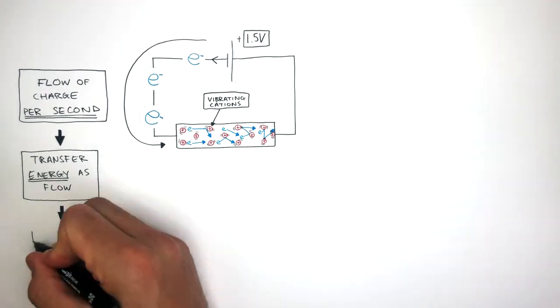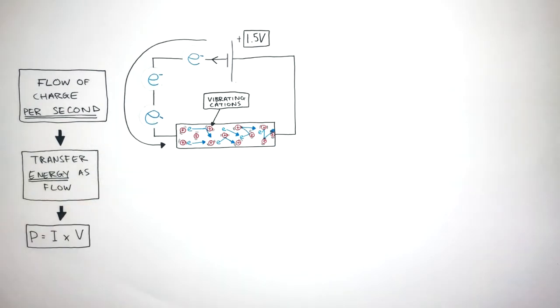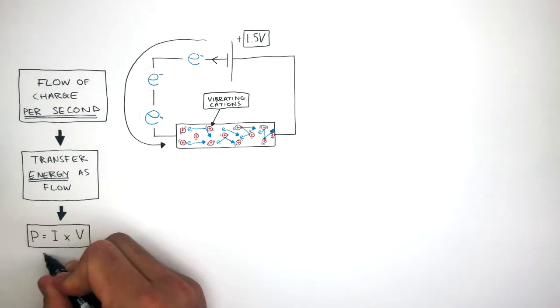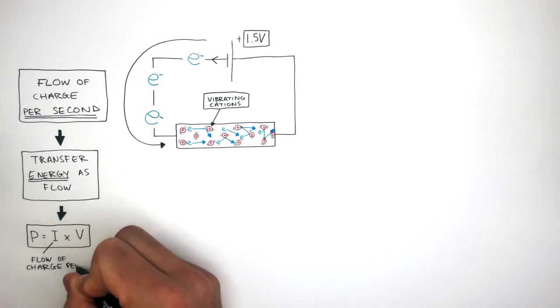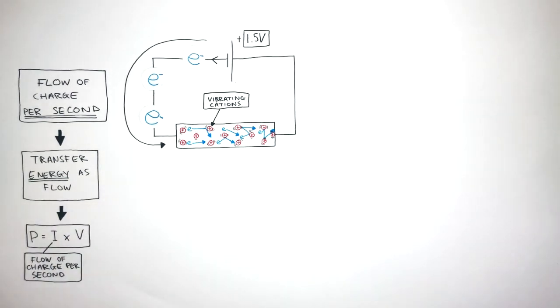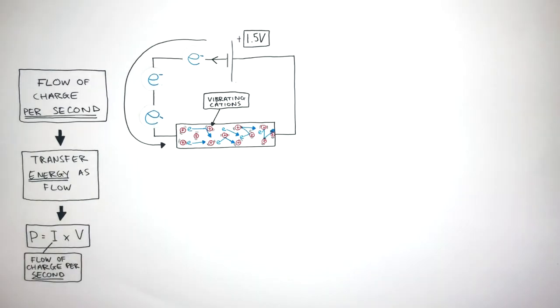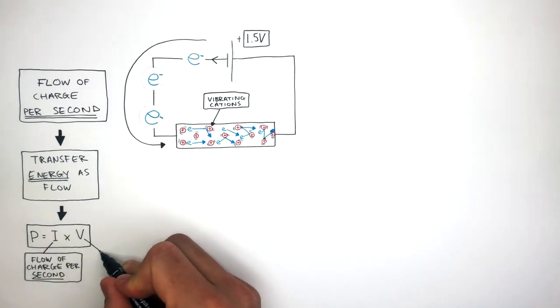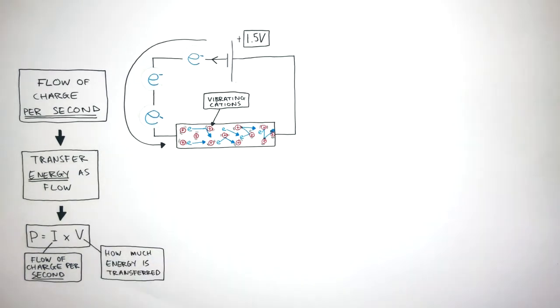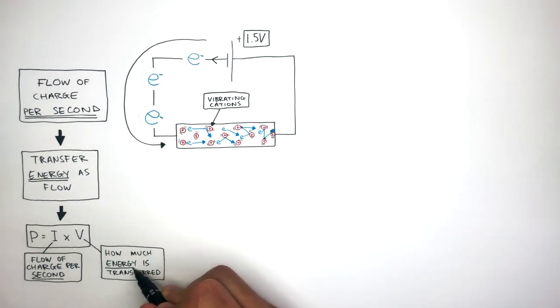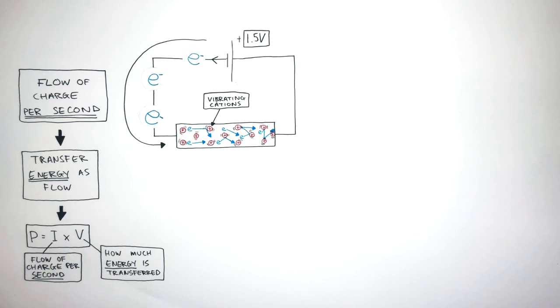Therefore, the equation is P equals I times V. That's power equals current times potential difference. We can calculate the power using current, as current is the flow of charge per second, and we need to know how much energy is transferred per second. So current tells us this, and potential difference tells us how much energy is transferred. And power is how much energy is transferred per second. Therefore, we can use current times potential difference to tell us the power.